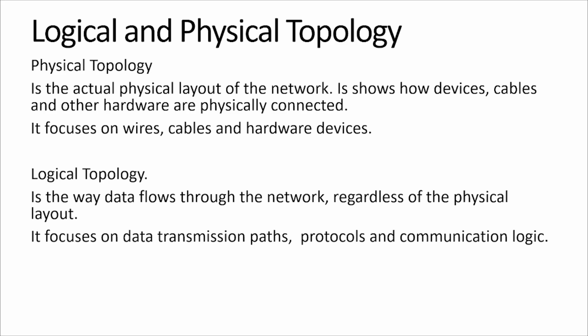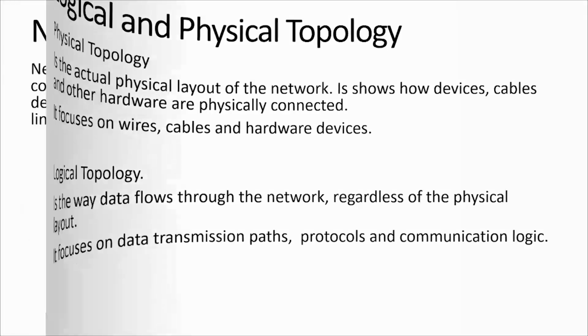Physical topology is the actual physical layout of the network, and it shows how devices, cables, and other hardware are physically connected. That means it focuses on wire, cable, and hardware devices, whereas logical topology refers to the way data flows through the network regardless of the physical layout. It focuses on data transmission path, protocols, and communication logic. You can see the difference.